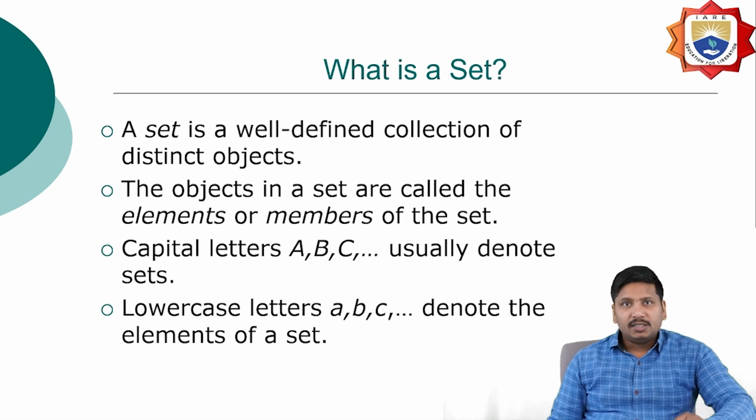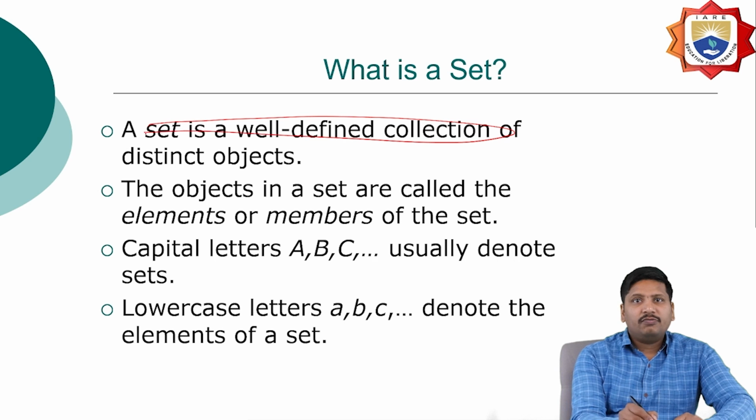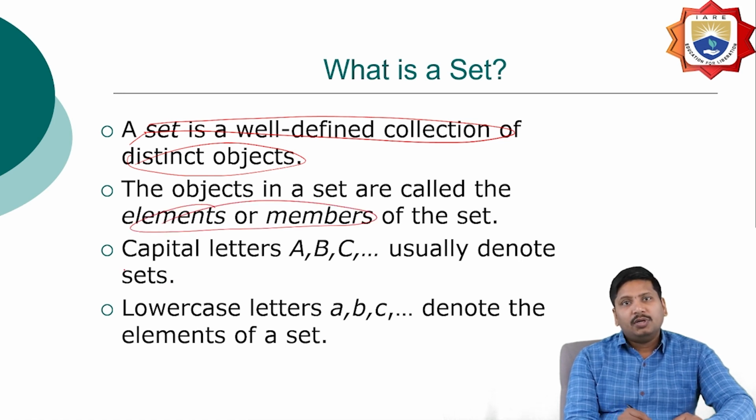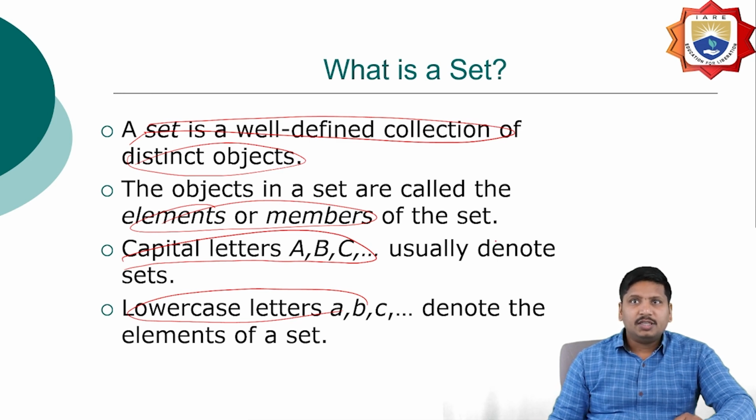So what is the definition of a set? A set is nothing but a well-defined collection of distinct objects, and all the objects in the set are called elements or members of the set. Usually a set is represented using capital letters A, B, C, and lowercase letters denote the elements of the set. So this is the definition of a set.